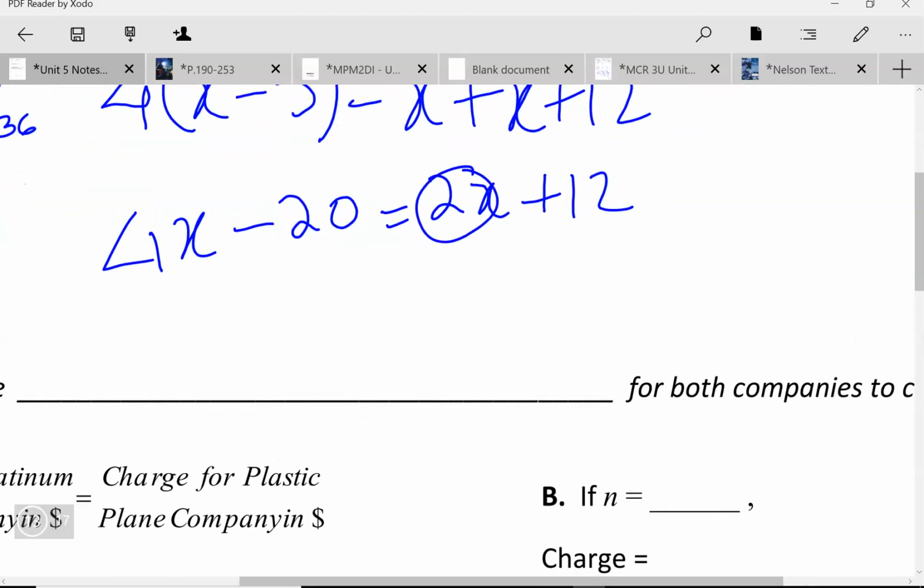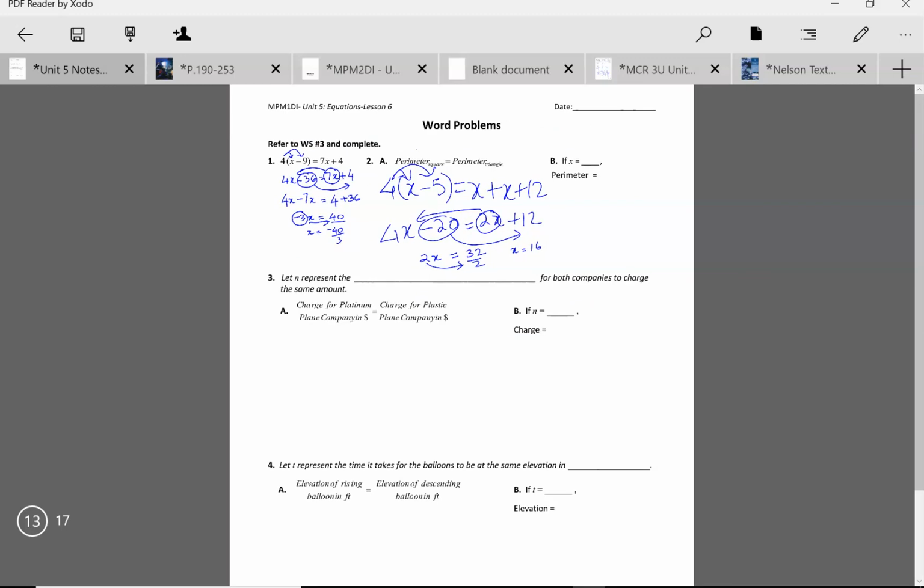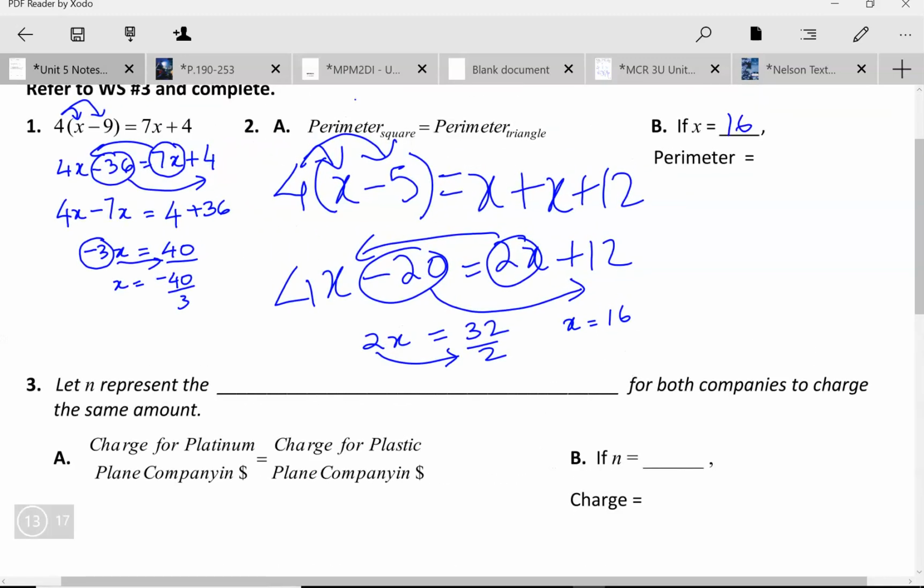Okay, so now we're going to move this 2x over to this side, the 20 over to this side, hopefully becoming usual. This is going to be 32 because 12 plus 20. And so I'm going to divide both sides by 2, or move the 2 to the denominator, so x equals 16 units. So if x equals 16, the perimeter, again, I can just do 4 times x minus 5, which is 4 times 16 minus 5. 16 minus 5 is 11. 4 times 11 is 44 units. And x, of course, is 16 units. I don't think there was a units mentioned, so we're just going to say units.